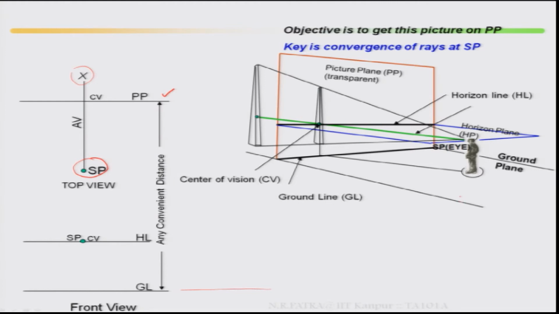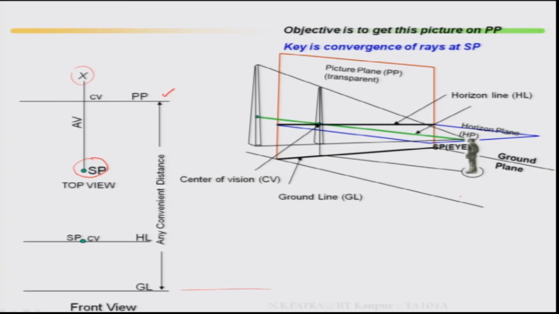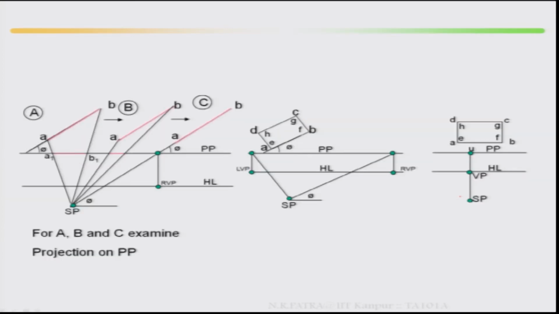It will be slightly confusing, but if you understand this basic 2D and 3D, then this part will get easier and easier. If you do not understand, then it will be confusing: where the horizon line is, where the ground line is, and why the station point is in the top view. Then the picture plane, A, B, C, examine the projection on the picture plane.